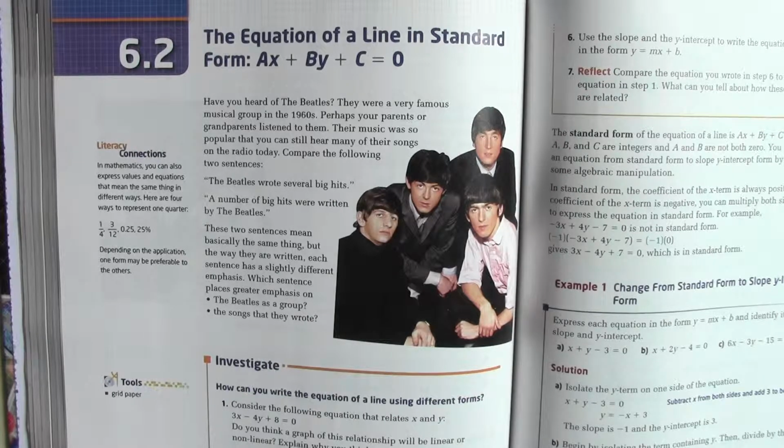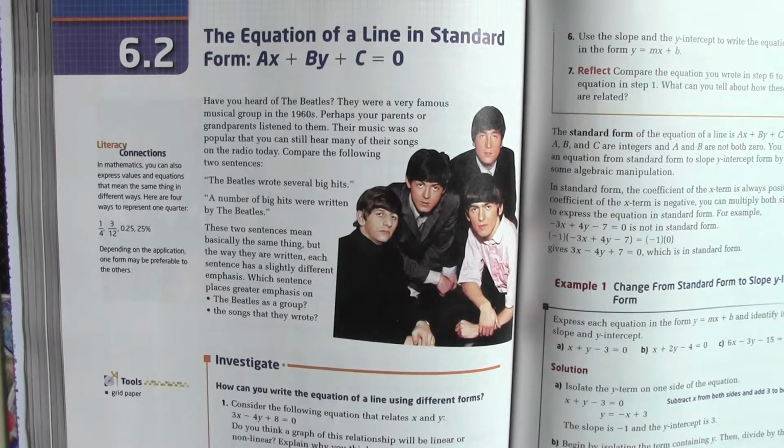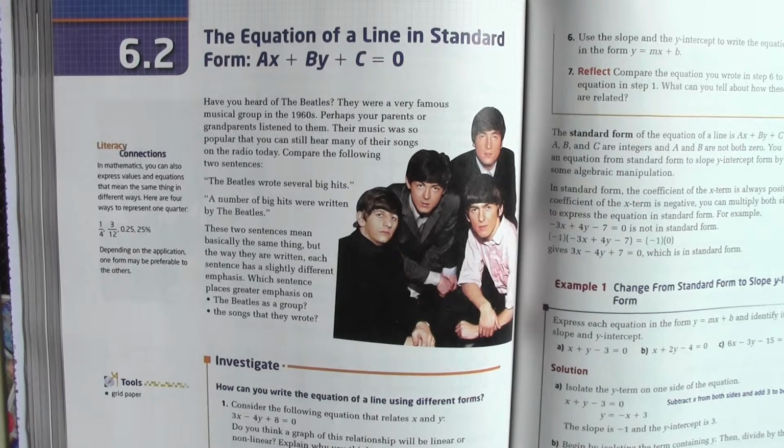These two sentences mean basically the same thing, but the way they are written, each sentence has a slightly different emphasis. Which sentence places greater emphasis on the Beatles as a group, the songs that they wrote? Alright, what do you think, Alex? I think the Beatles as a group, the first one is emphasized more. And the second one was the songs that they wrote. Why? Because they mentioned it first in the sentence, I guess.